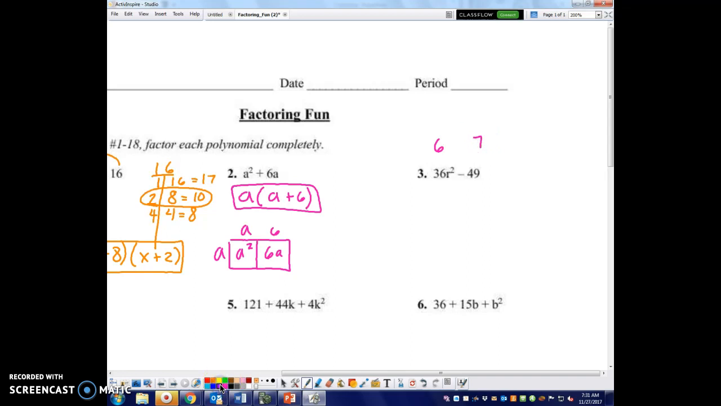It's an easy little cheat. Okay? You can do all the work that we normally do, or you can do this. So 6, and what? If you take the square root of r squared, what does that give you? Just r. Okay? So here's how you do the difference of perfect squares. You ready? 6r plus 7, 6r minus 7. Do you see what we did there? You find what the perfect squares are, and you add a plus and a minus.